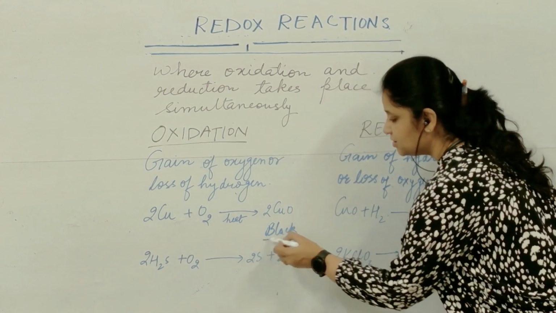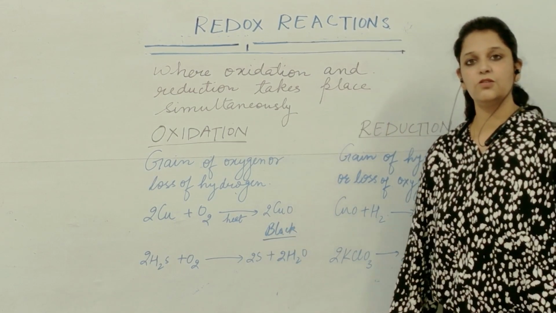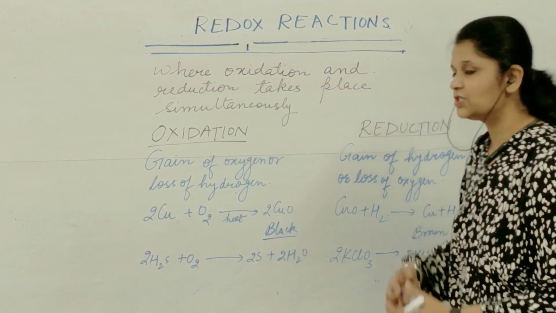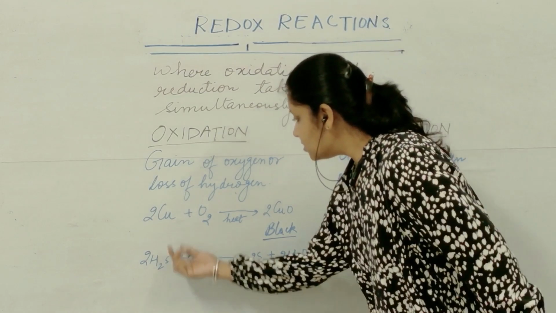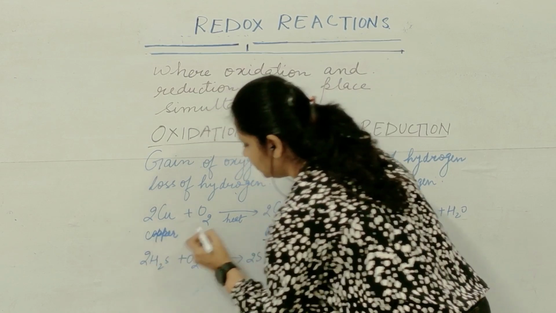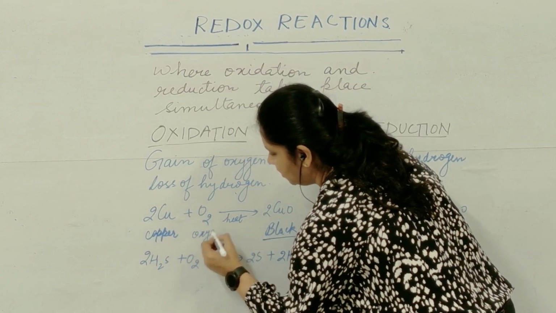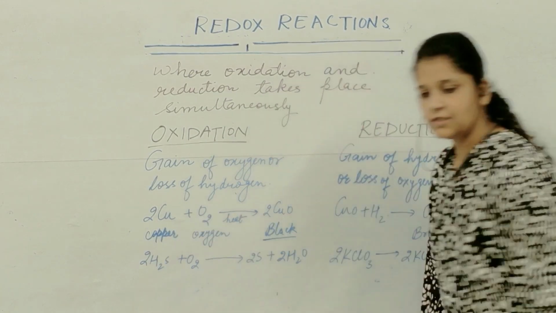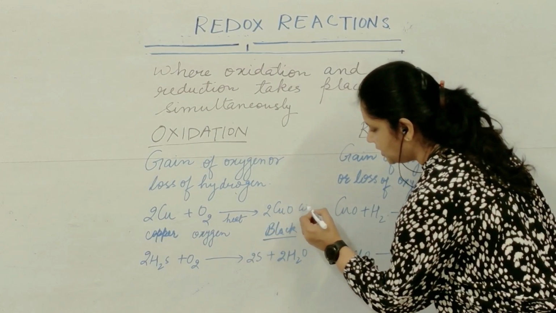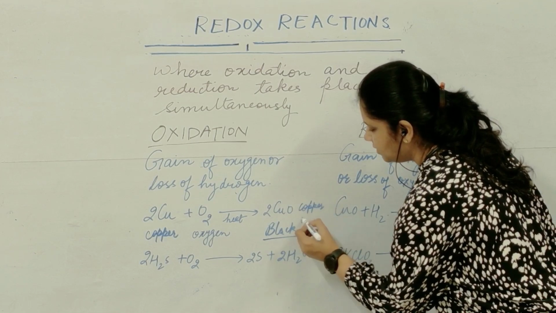Along with the reactions, it is very important in this chapter that you notice the colors of the compounds formed or the reactants which are combined with each other. So here, just below this, I'll write the name of the element, oxygen, and when these two react in the presence of oxygen and heat, it forms copper oxide, which is black in color.